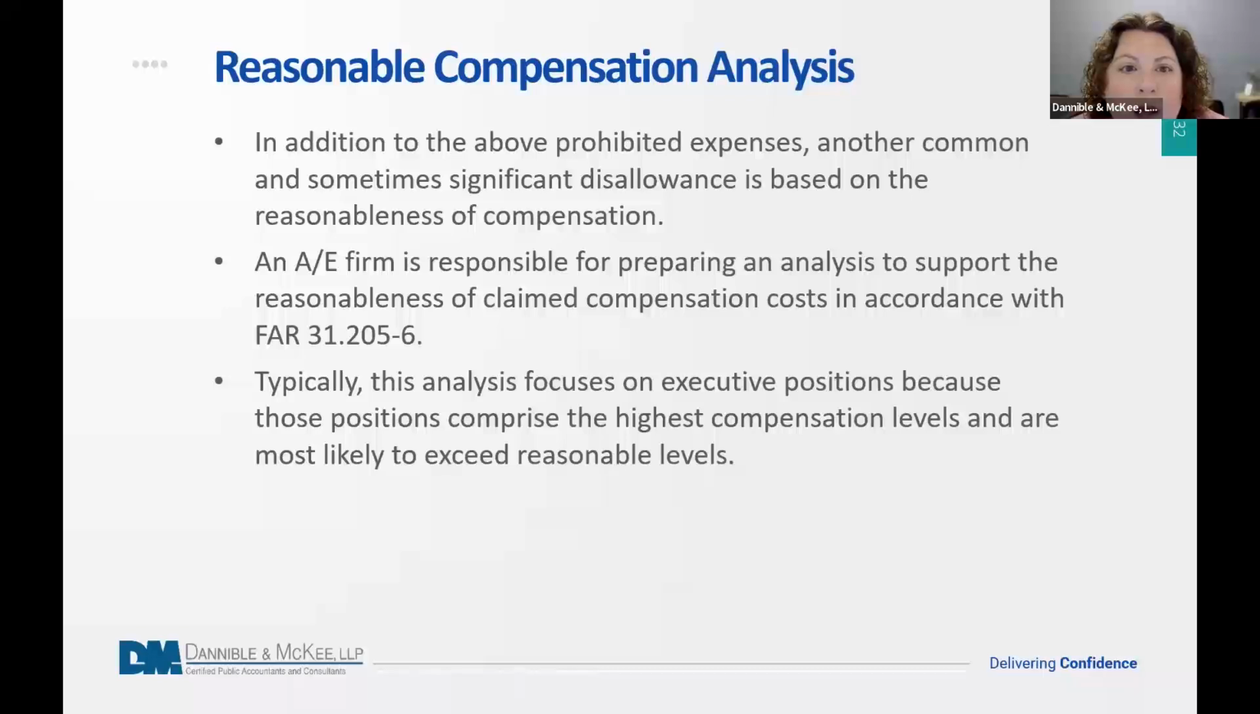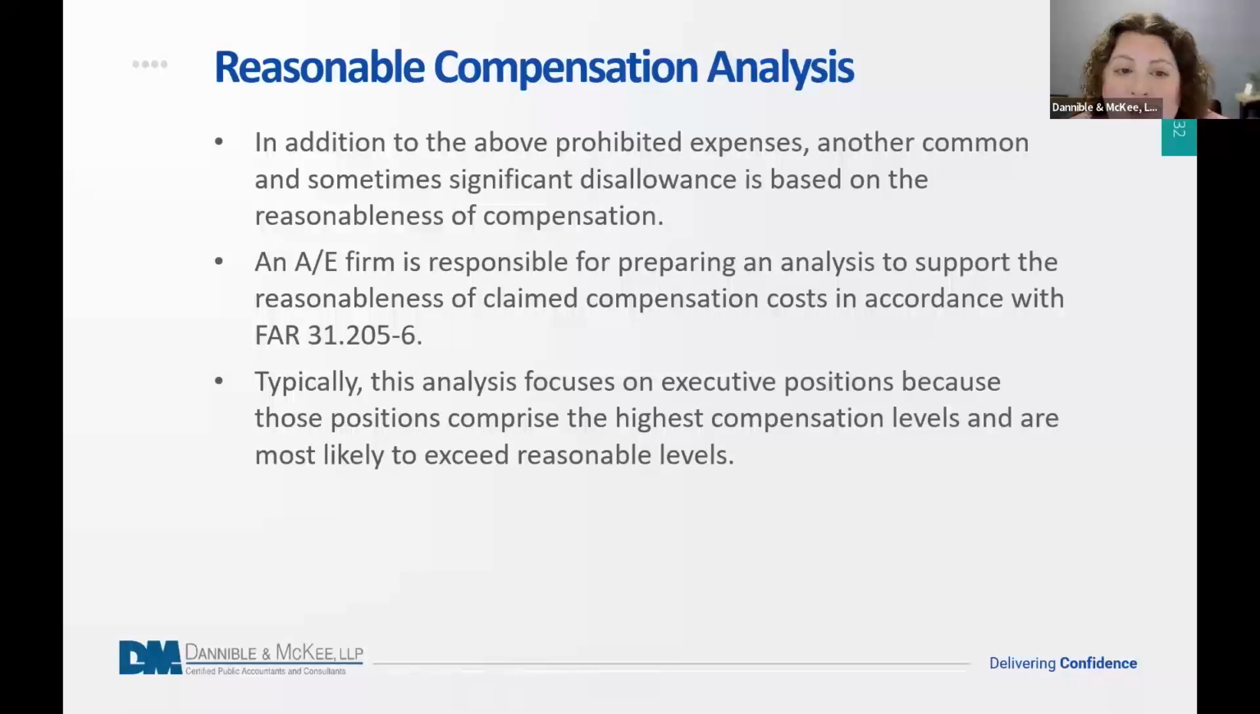So another thing, reasonable compensation. We talked about how this is such a big piece of your expenses, labor, right? Labor is like the biggest piece. So in addition to the other expenses that we spoke about, something that's really significant is reasonable compensation.